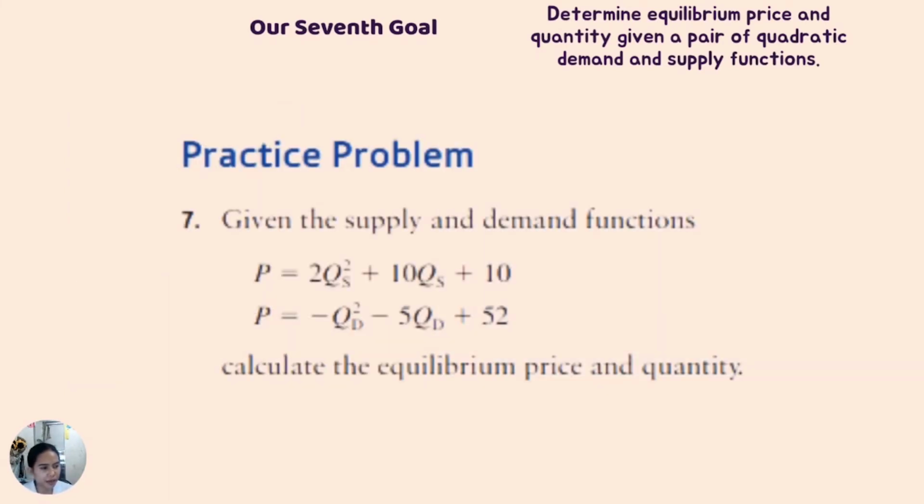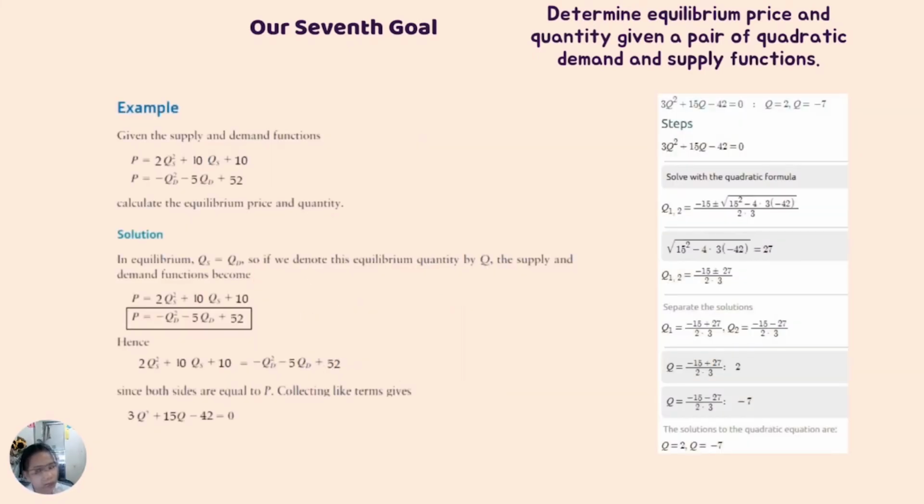So we have the given supply and demand functions, which are P is equal to 2Q sub S squared plus 10Q sub S plus 10, and P equals negative Q sub D squared minus 5Q sub D plus 52. And then we calculate the equilibrium price and quantity. As you can see in the PowerPoint, we already solved this: since both sides are equal to P, collecting like terms gives 3Q squared plus 15Q minus 42 equals 0. And for that, we knew that A is equal to 3, B is equal to 15, and C is equal to negative 42.